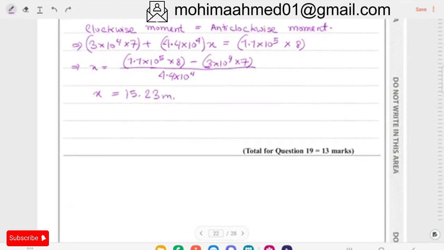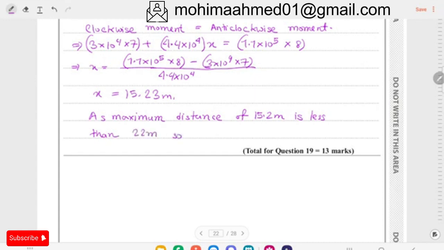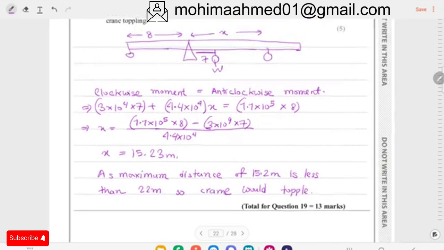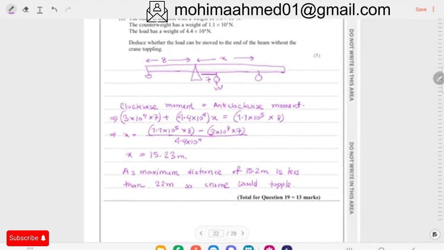So we have to write that the maximum distance is less than 22 meters, so the crane would topple. Okay, so yeah, this is it for question 19. I hope it was clear. Moving on to question 20.